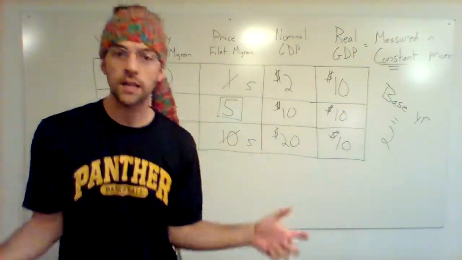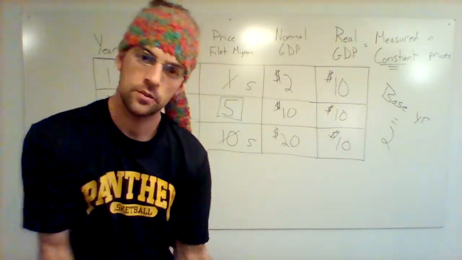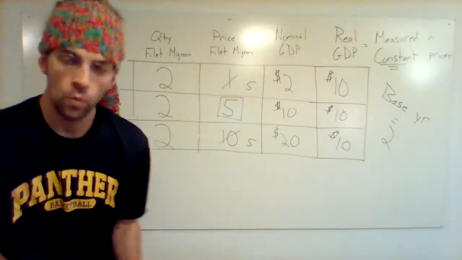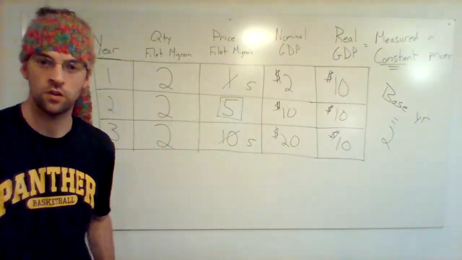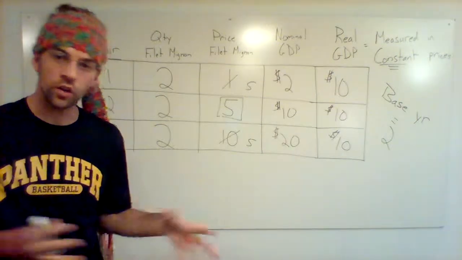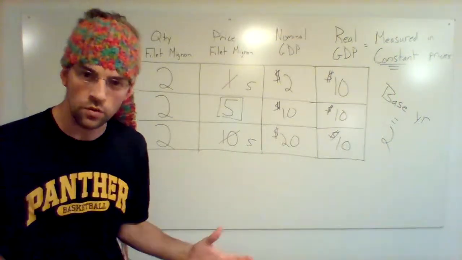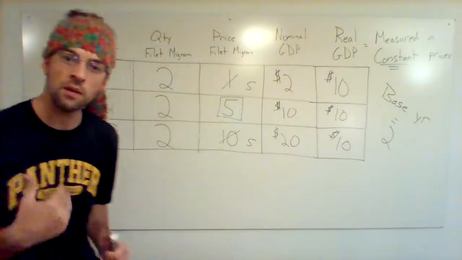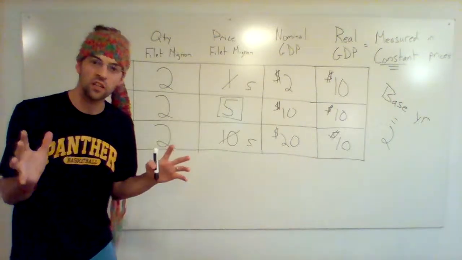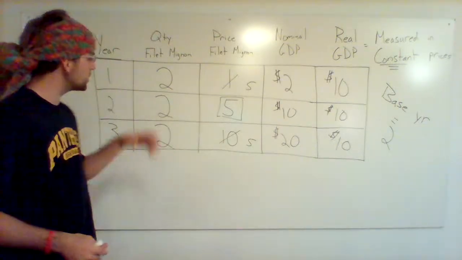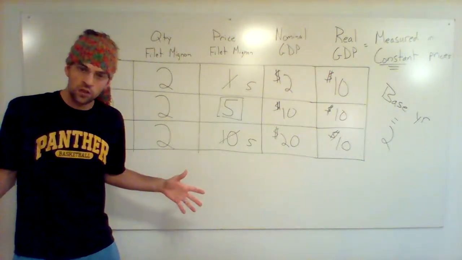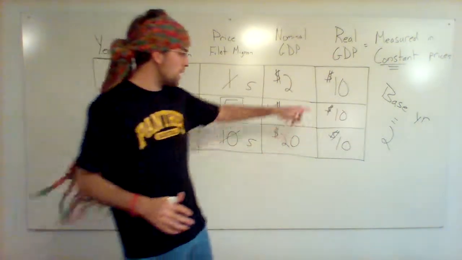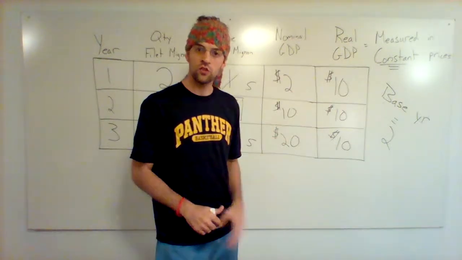But Mr. Sutton, how can that possibly be? Wait a second. GDP is the same? Well, remember, what's GDP measure? The dollar value of all goods and services, final goods and services that we produce in a given year. What happened to the amount of filet mignon? This is the only thing that this country produces. Filet mignon. What happened to the quantity from year to year to year? It didn't change. So real GDP here did not change.